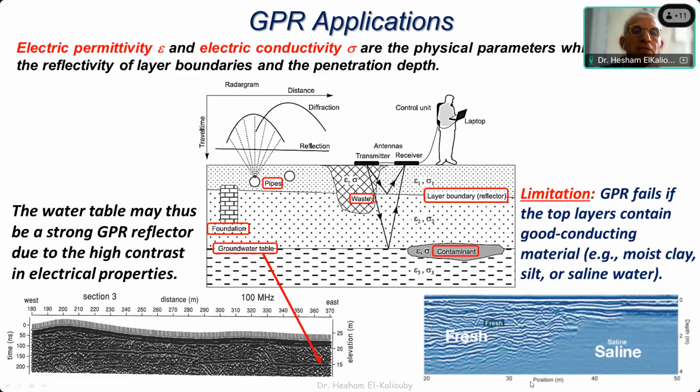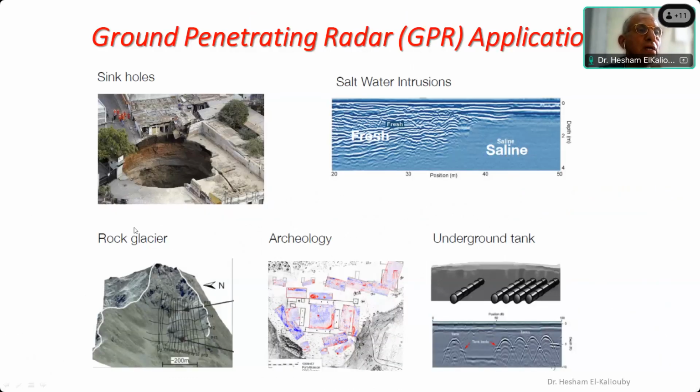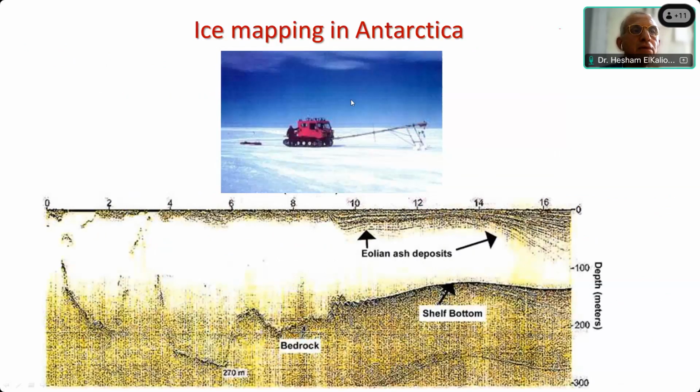So you can easily determine the interface between saline and fresh water, like in this case, saltwater intrusion. It can also be used for sinkhole detection, glaciers, archaeology, underground tanks. When doing GPR above ice, it can go as deep as hundreds of meters, which is in very extreme cases. It's not very common, but this can be done, like in Antarctica, for example, where it can go quite deep.